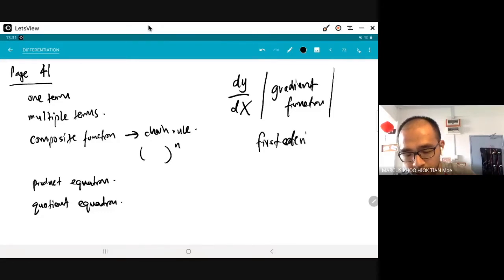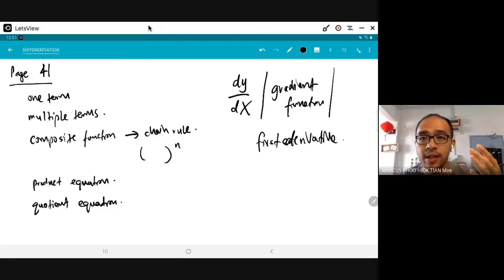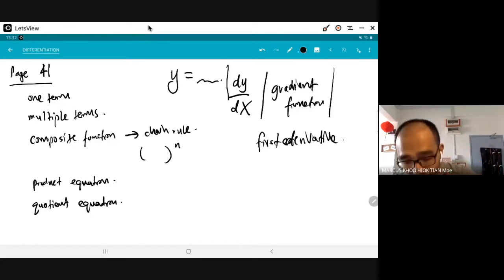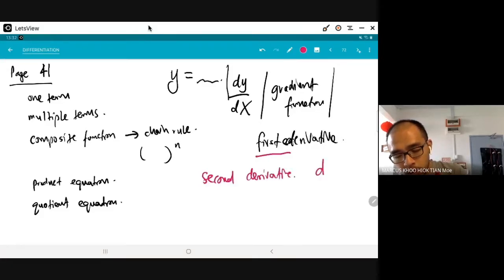Okay, so ini banyak kali sudah saya cakap, so get used to these words lah. Mencari gradient function, mencari first derivative, mencari dy dx, all this is differentiation. And dia bermula daripada satu persamaan yang y equals to yada lah. Okay, so setakat ini kita melihat all the kemahiran-kemahiran yang perlukan. And then on top of that, saya juga ada cakap bahawa selain daripada the first derivative, you can also find the second derivative. Okay, the second derivative is d2y dx2.